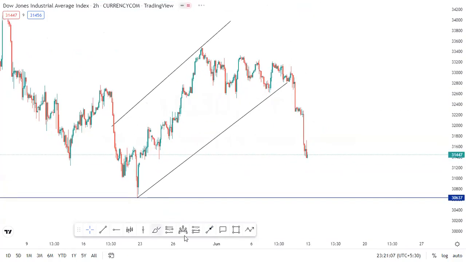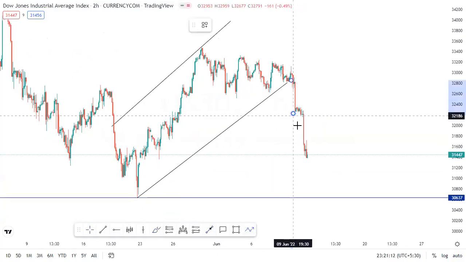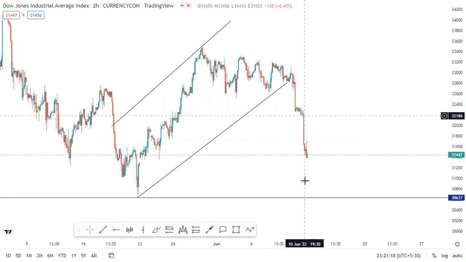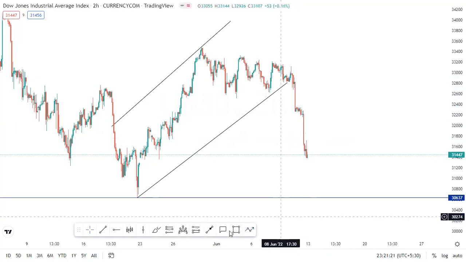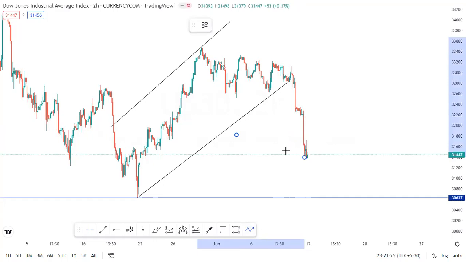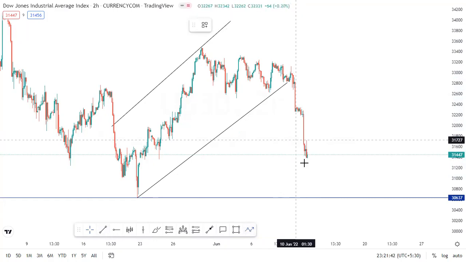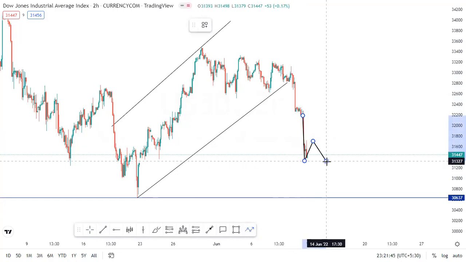You guys can see that we had an impulse, a correction, then an impulse. So we are currently in an impulsive phase. Now we must expect a correction before we can actually push to the downside. But overall, I see that this is going to push to the downside. So we must wait for something like this.